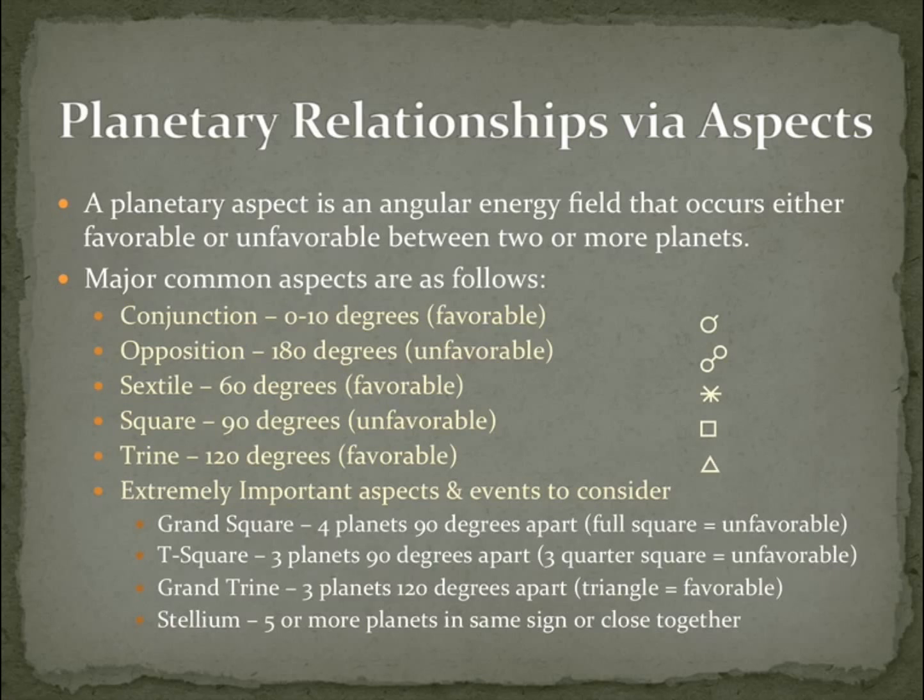Bottom line is, you have to take the meanings of the planets and combine them with the basic nature of the aspect in order to determine the effect it will have on the houses involved.